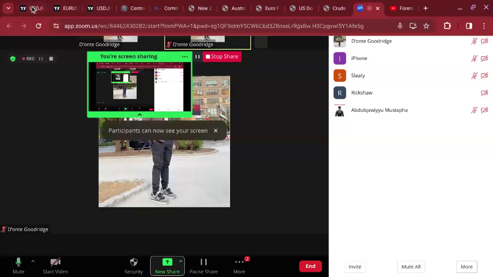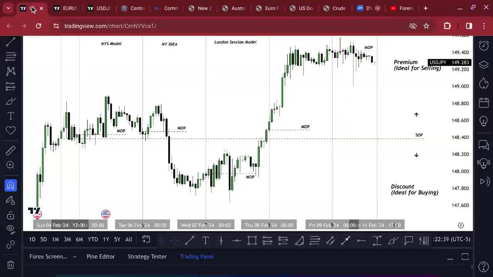So, I believe you guys can see my screen now. If you can't, just let me know. You should be able to see my screen. All right. I'm gonna get the chat open on the side, just in case any questions come up while we're talking.